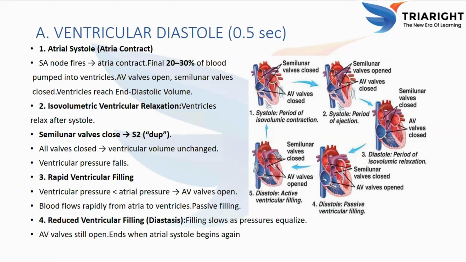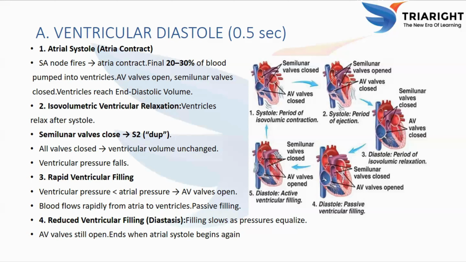This lasts about 0.5 seconds and it includes 4 steps: atrial systole, isovolumetric ventricular relaxation, rapid ventricular filling, and reduced ventricular filling. So these are all the 4 steps under the ventricular diastole. Now coming to the atrial systole. What do you mean by atrial systole? It is also called atria contract.